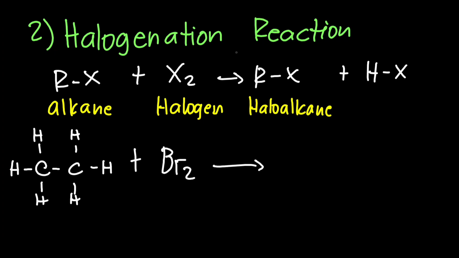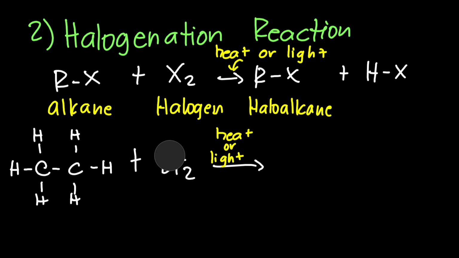I forgot to mention, this should be in the presence of heat or light in here. This is because heat or light is very much needed for this reaction in order to break down the halogen. So we can represent Br2 here as Br-Br. This just represents the bond between these two. You need heat or light in order to break the bond of this. So let's just put it that way.